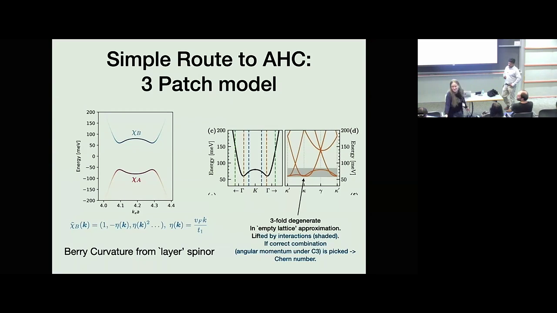Okay, probably a question about the same 3-patch model. So two related questions. One, whether it's the same interaction when you get the Chern band, you also get valley polarization within the same model. And second, what sets the width of the Chern band?